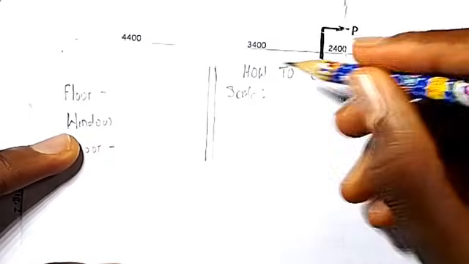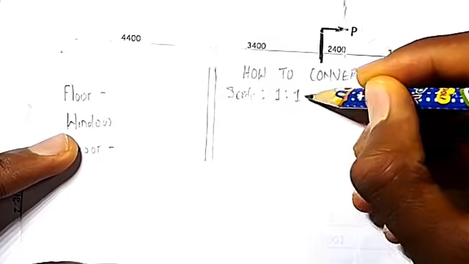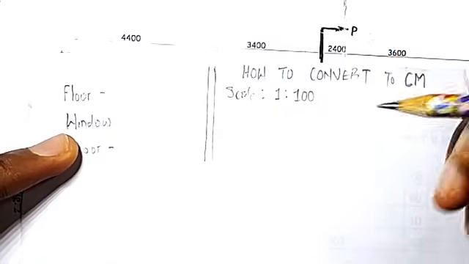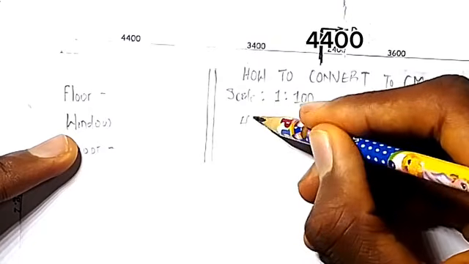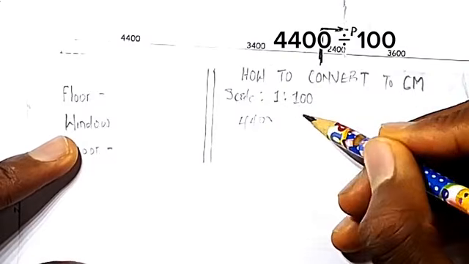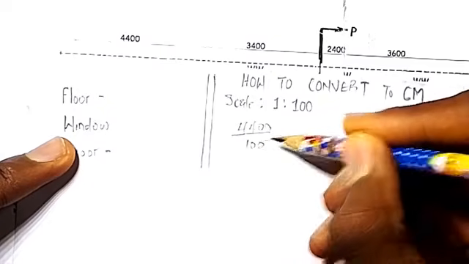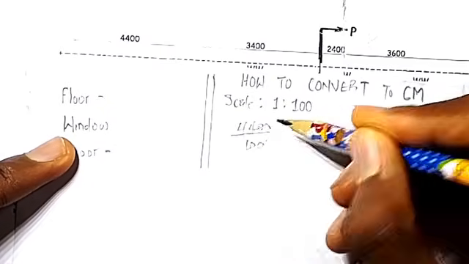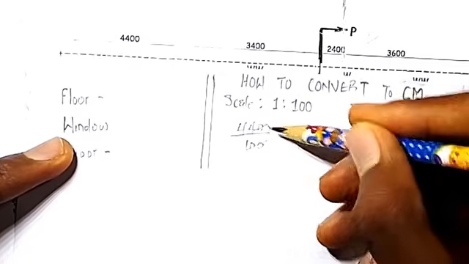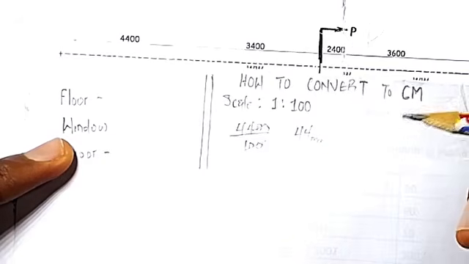What we will do is, since it is 1:100, we are having 4,400. So 4,400 will be divided by 100 because it is a reduction scale. So once we divide by 100, what we're having left is 44. So this 44 is going to be in millimeters. So we're having 44 millimeters.